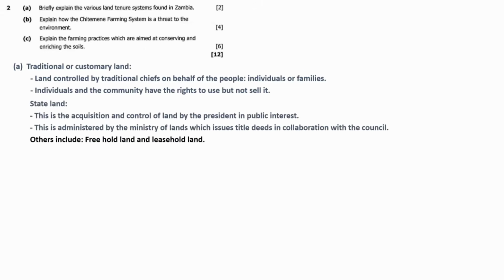Then we also have state land. So this is the acquisition and control of land by the president in public interest. This is administered by the Ministry of Lands, which issues title deeds in collaboration with the council. So other types of land tenure systems include freehold land and leasehold land. Then part B, explain how the Chitemene farming system is a threat to the environment.